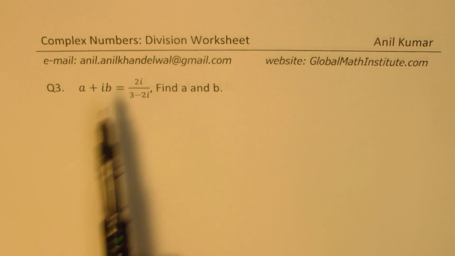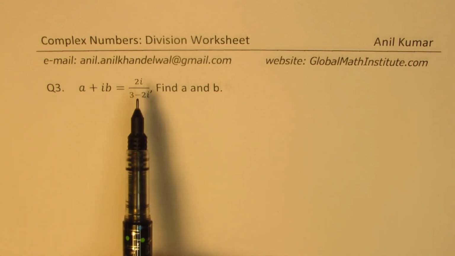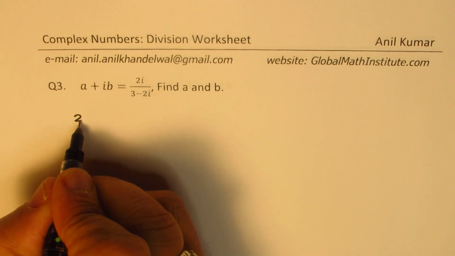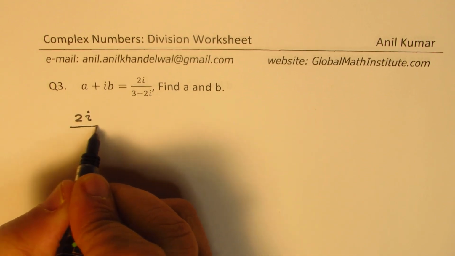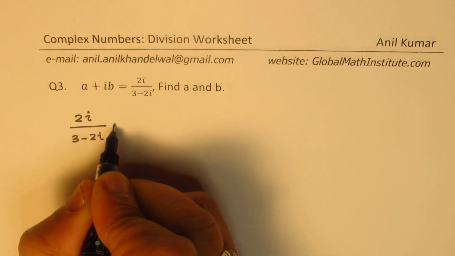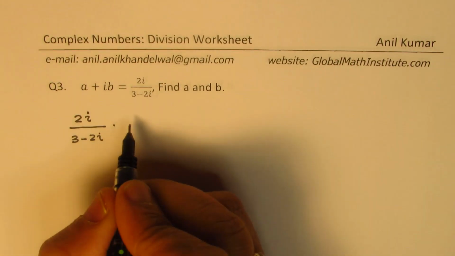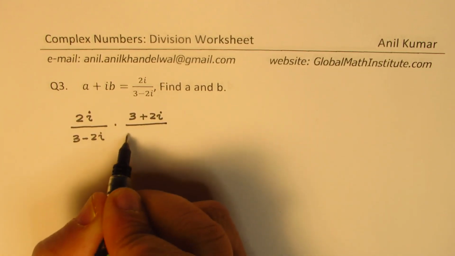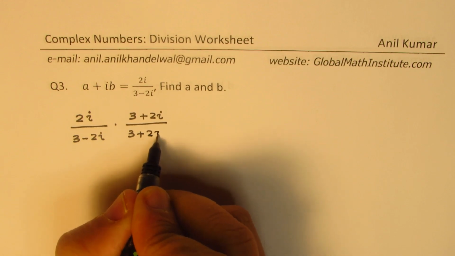The next example here is, in the numerator this time we have 2i, right? It's not just a number, not a real number. So the numerator here is imaginary. Let's see how to do this. So 2i over 3 minus 2i, we will realize it by multiplying by 3 plus 2i over 3 plus 2i, correct?